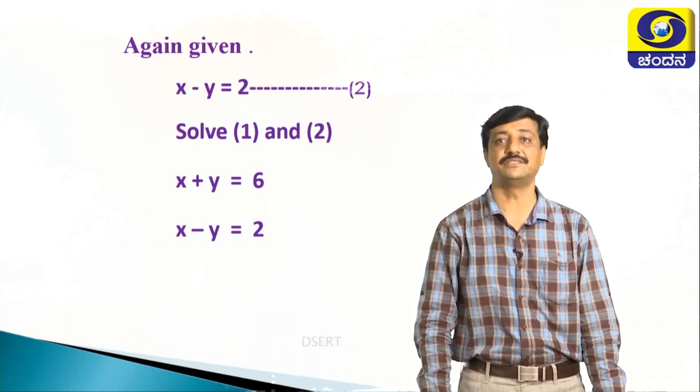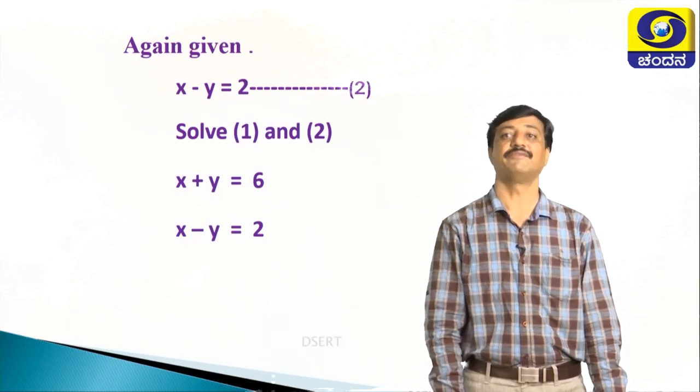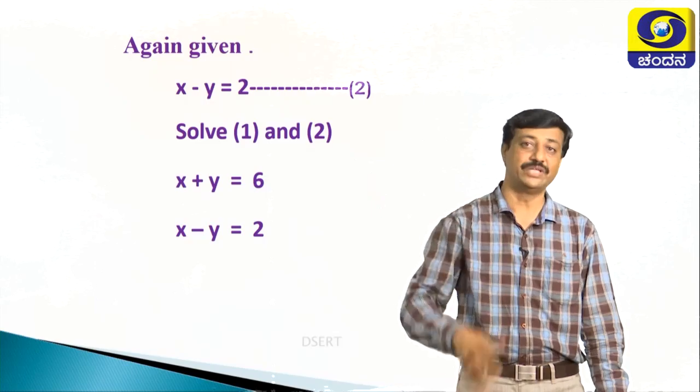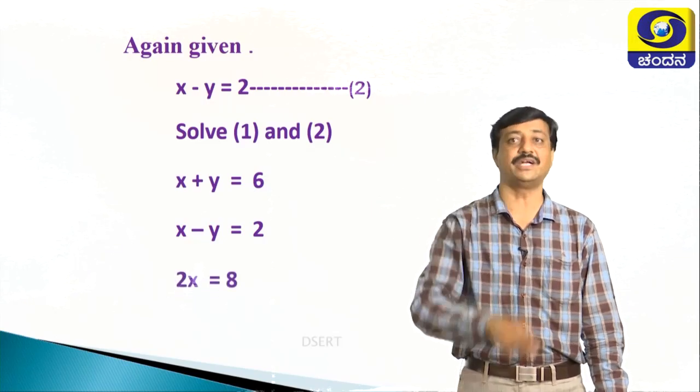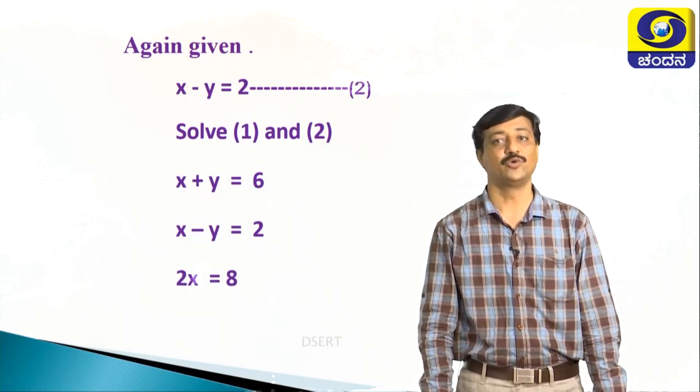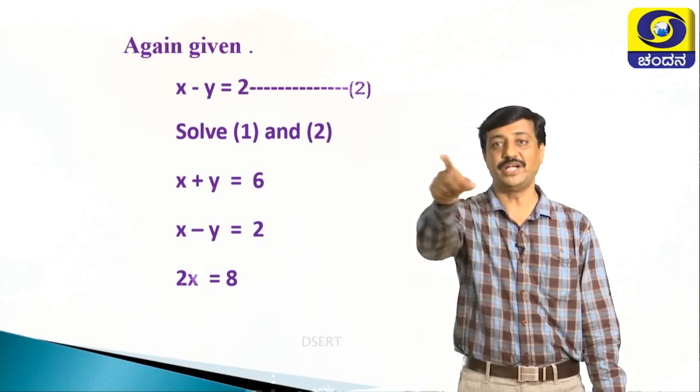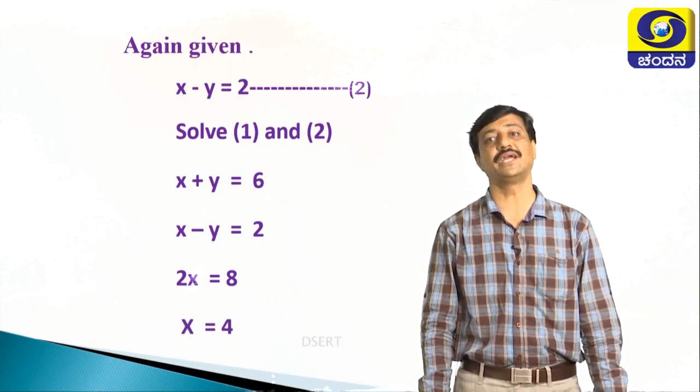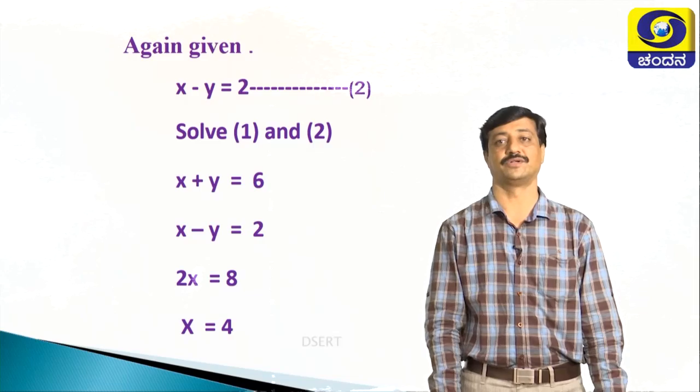Their coefficients with opposite sign? If that is the case, we have to add both the equations. Add equation 1 and equation 2. You will get 2x equals 8. Now divide by 2 on both sides. Finally, you will get x value as 4.